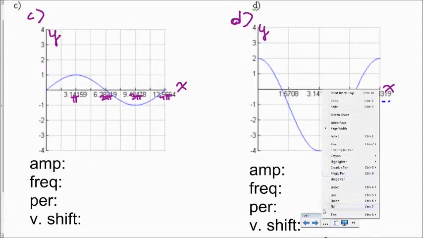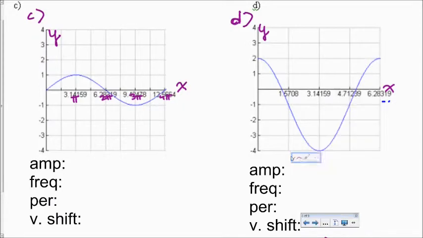The amplitude of this graph is the height of this graph above the nodal line. So you can see this graph goes one above and one below the x-axis. So we'll just say that the amplitude is 1.